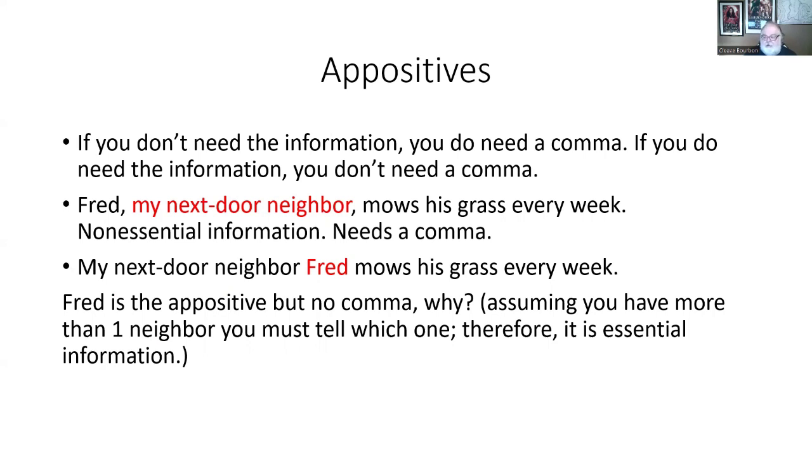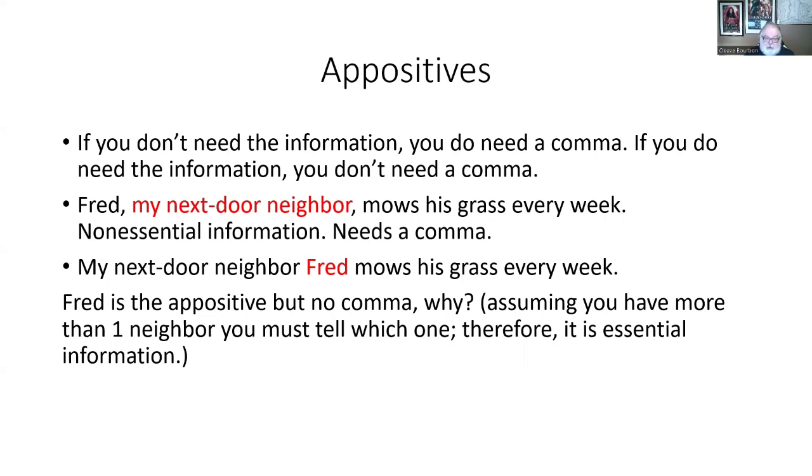Okay, so here is the problem with appositives. Yes, I'm taking a breath because this sounds so backwards, and people get this confused all the time. Within an appositive, if you don't need the information in the appositive, you do need a comma. If you do need the information in the appositive, you don't need a comma. And it sounds backwards. If you look at the first example, Fred, my next door neighbor, mows his grass every week. My next door neighbor is what's called non-essential information, because if you take out my next door neighbor and just say Fred mows his grass every week, it's fine. You don't need my next door neighbor in there. Because you don't need that, that's non-essential, you put commas around it.